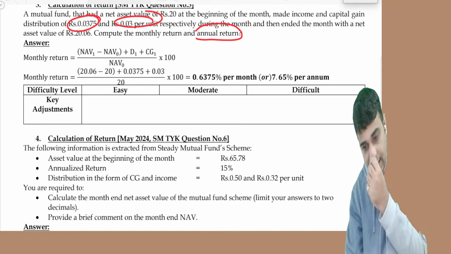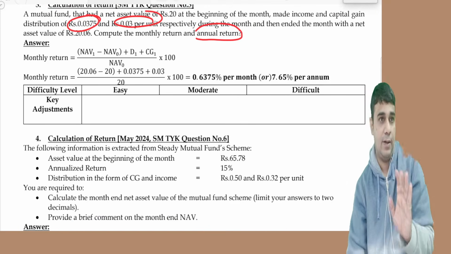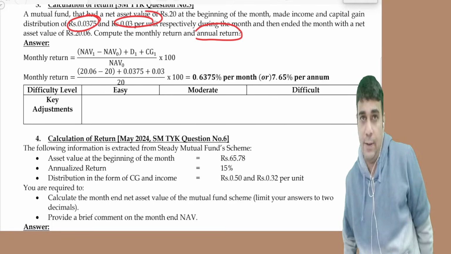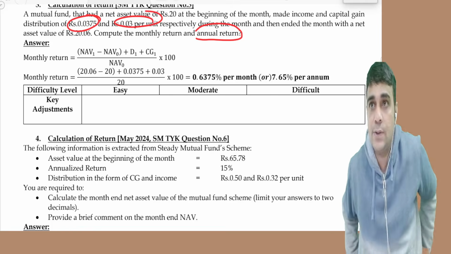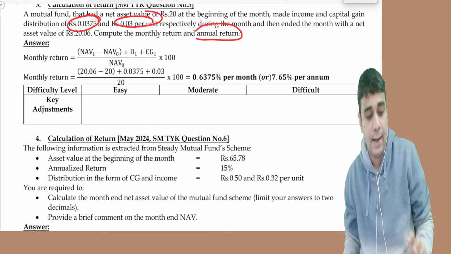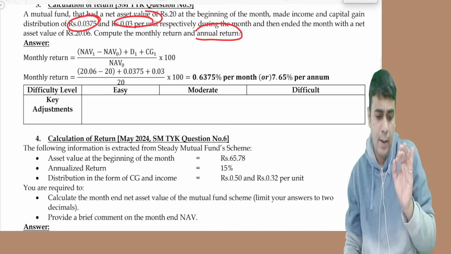Calculate the month end NAV. Limit your answer to 2 decimals. So we have done 2 decimals. In the practical world, NAV goes to 3-4 decimals. It can go to 3 decimals also, it can go to 4 decimals also. So that is the practical angle. Any doubts till this?